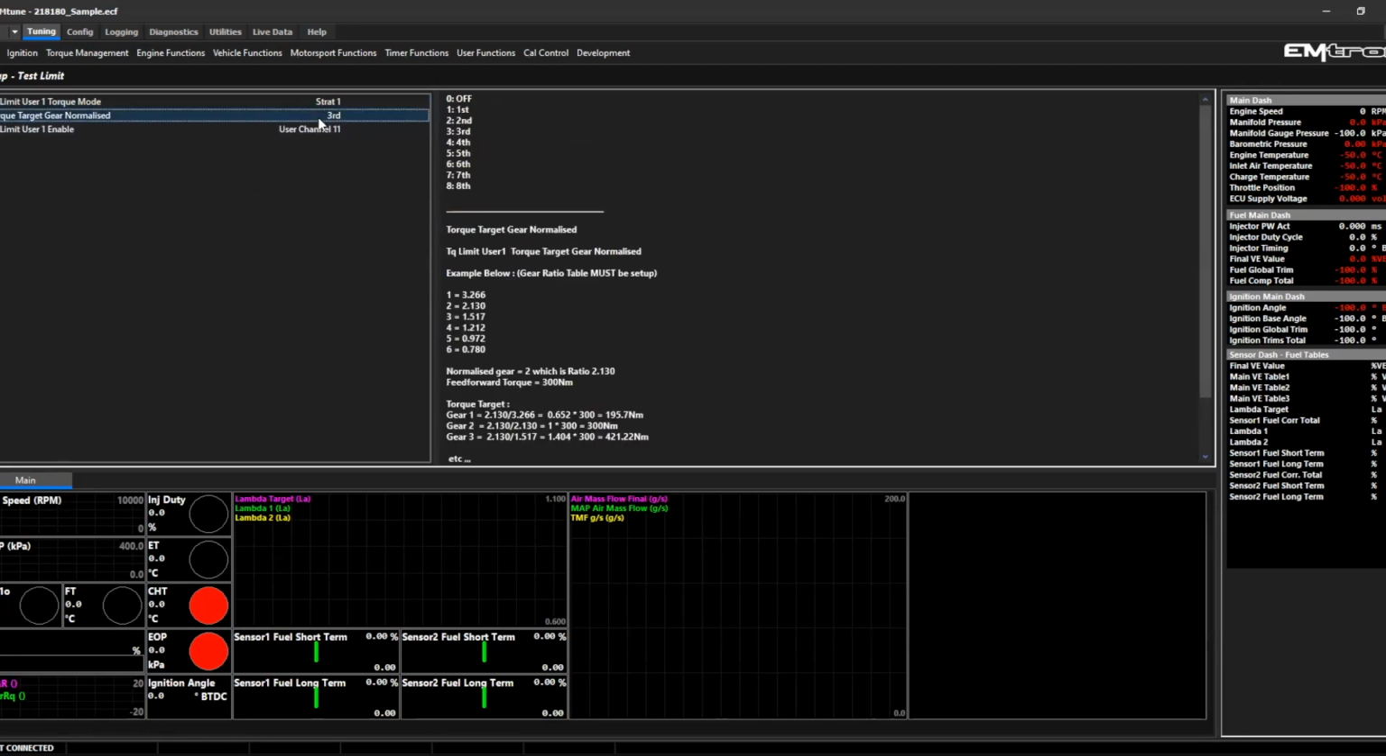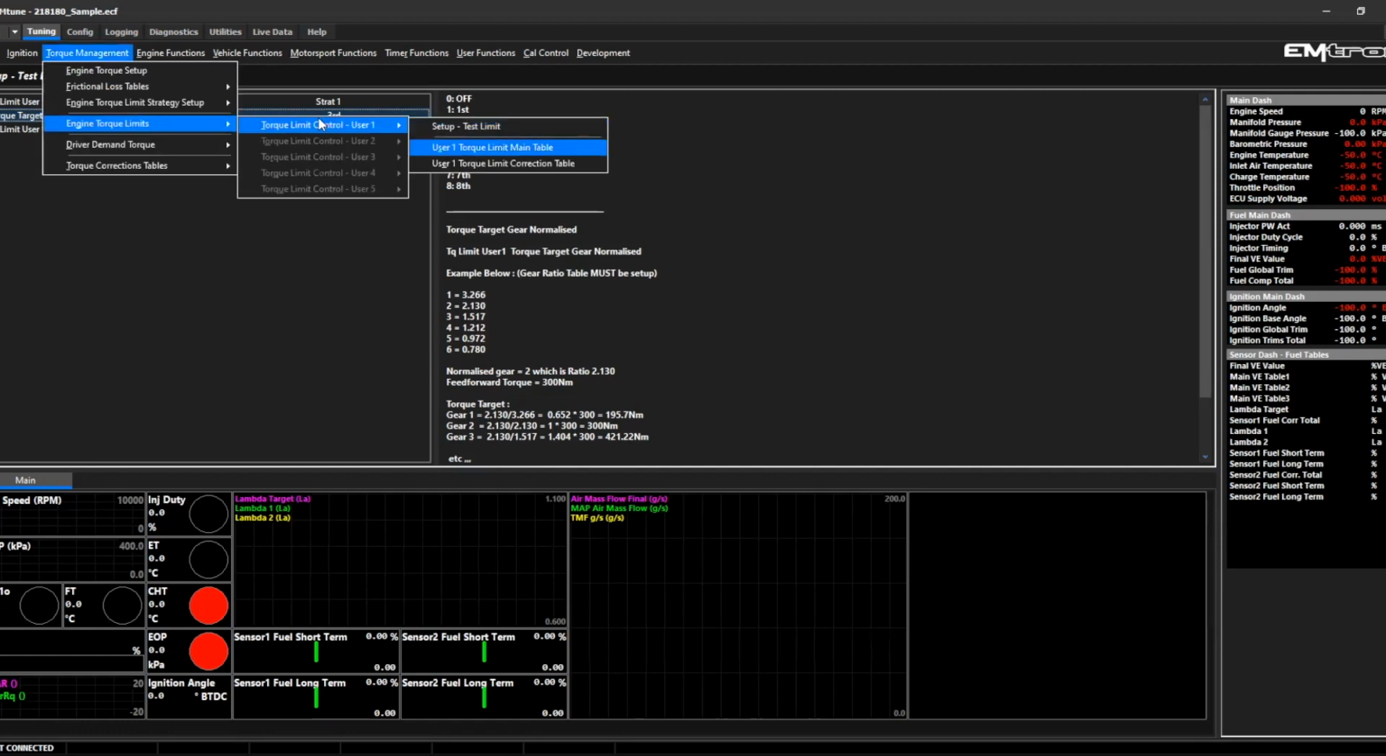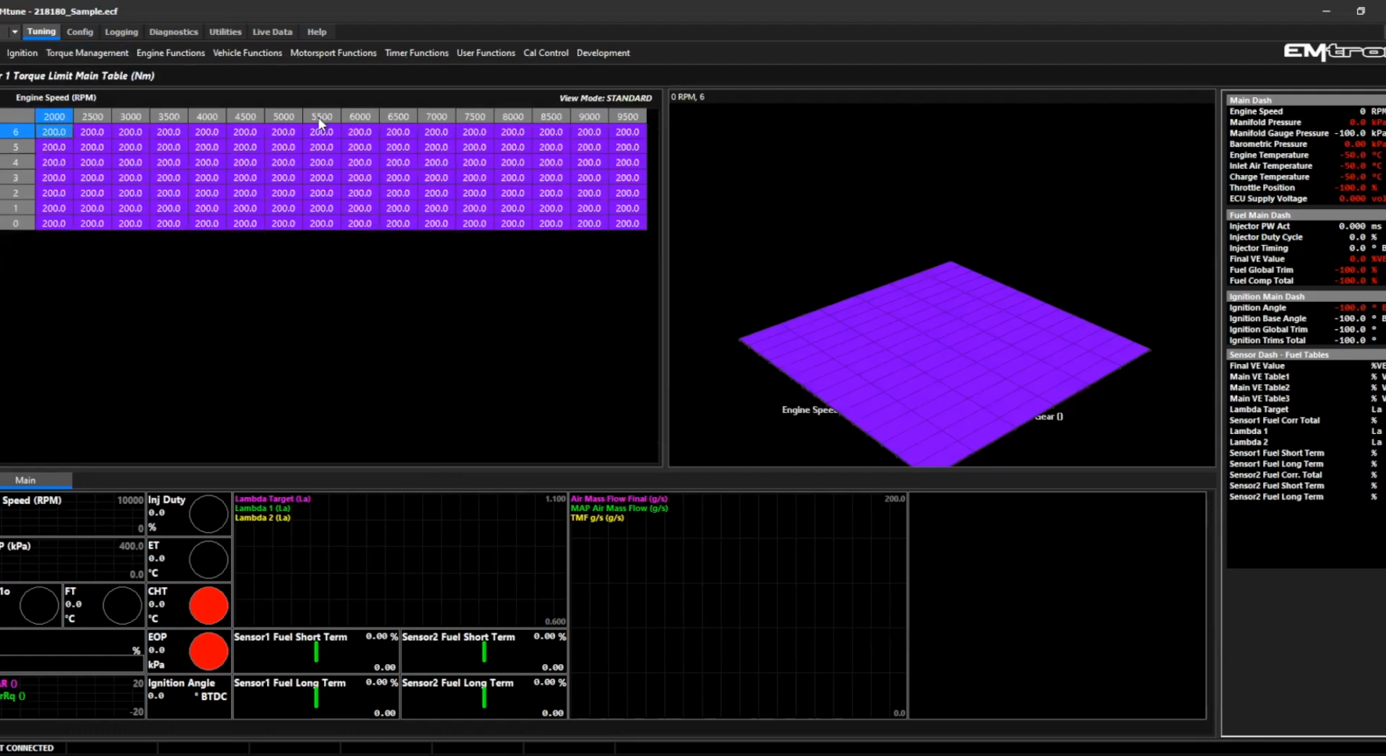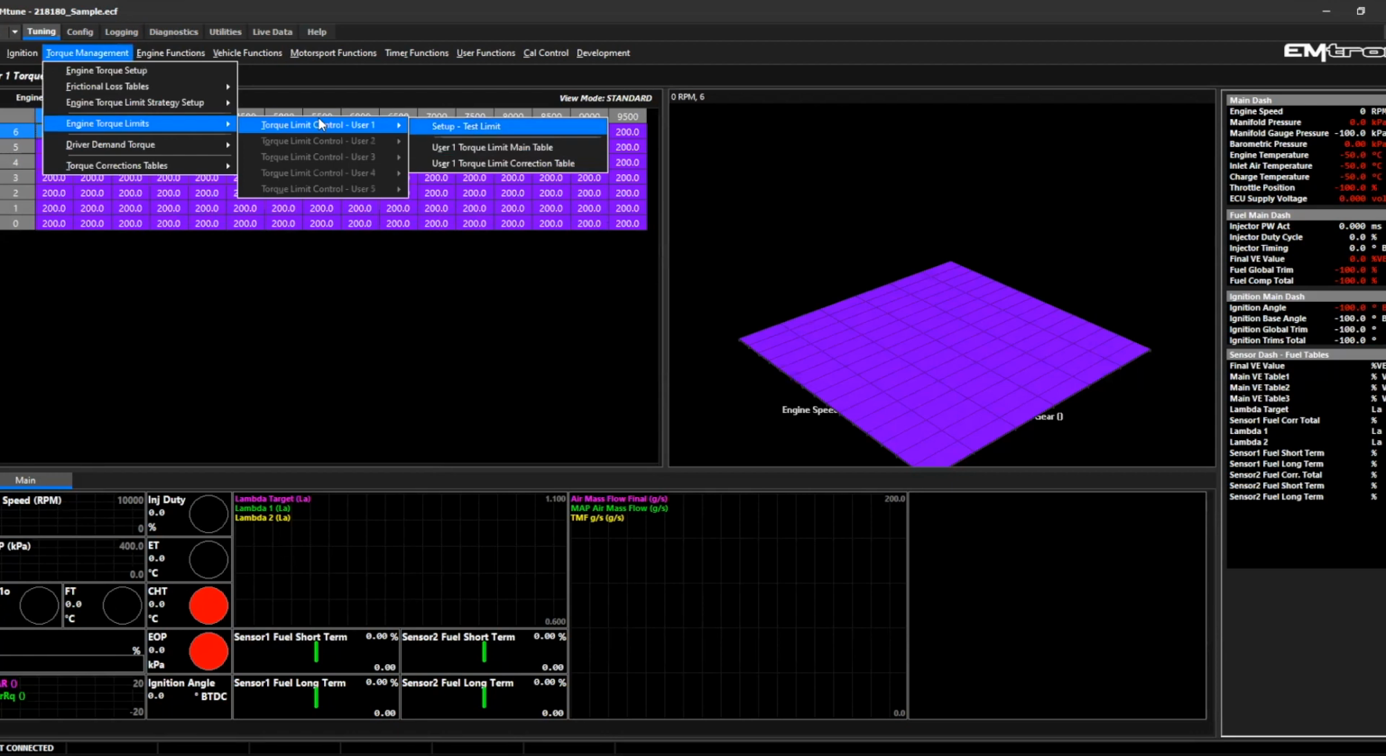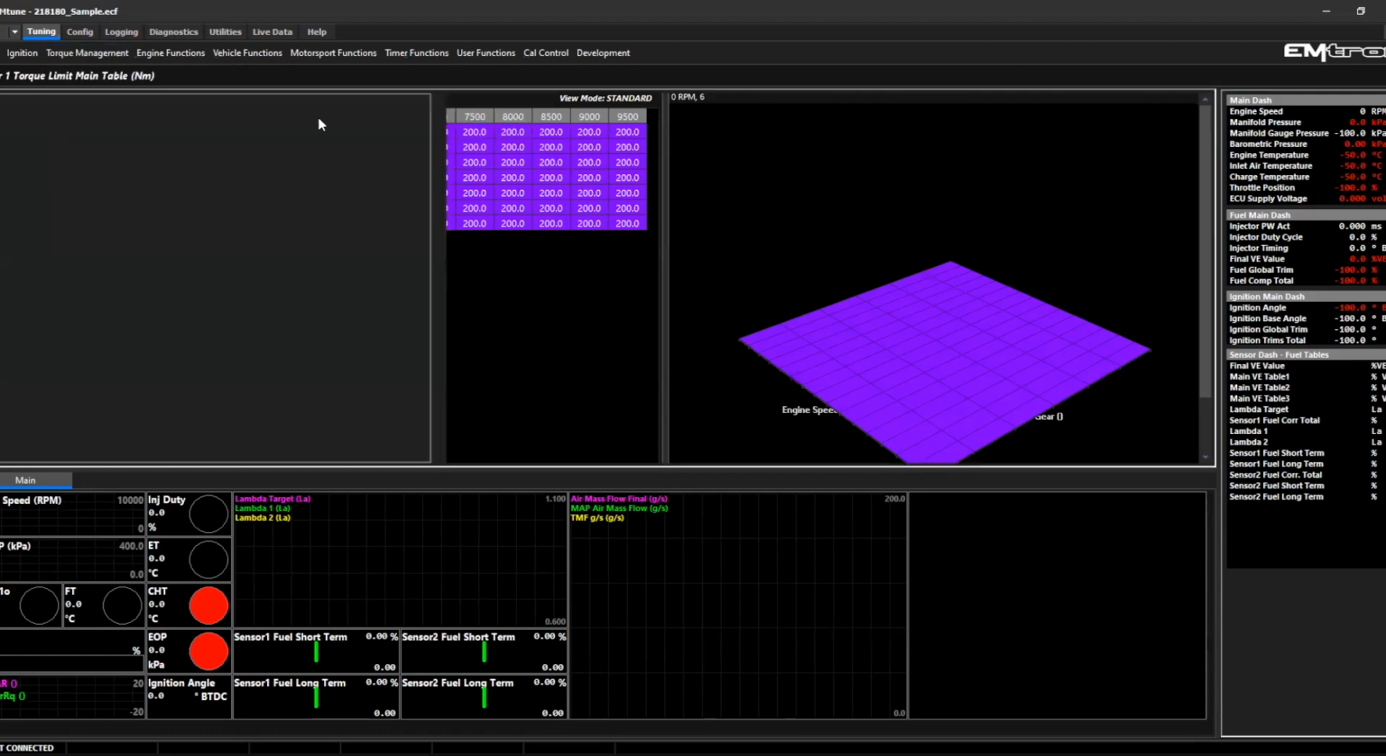Okay, so normalized gear. Torque target gear normalized, if you have it off, anything that's entered into the torque limit table will be applied as is. So if you have a target of, say, 500 Newton meters, or in this case, 200 Newton meters in this table here, it would just always put it at 200 no matter what. Now, that might not be useful, because if you have a transmission with different gear ratios, you're going to be generating different tractive force.